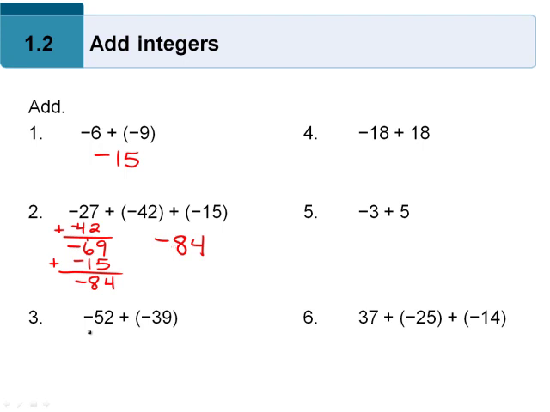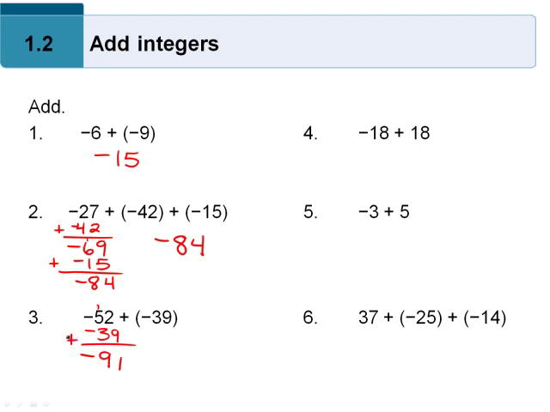All right, look at number 3. -52 plus -39. Their signs are the same, so we're going to add them. So when we add those up, you get 11, carry the 1, you get -91. Okay, so there's your answer there.